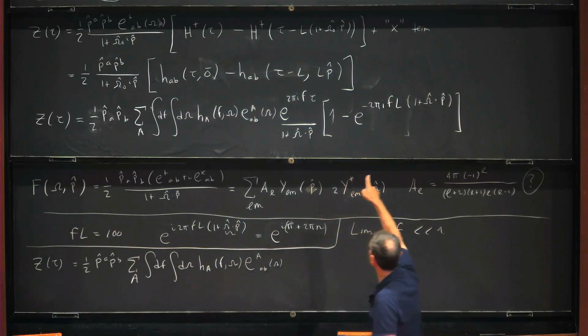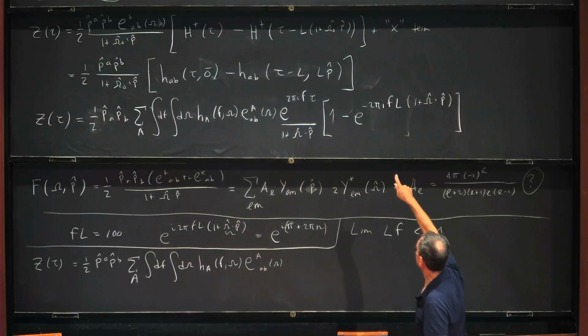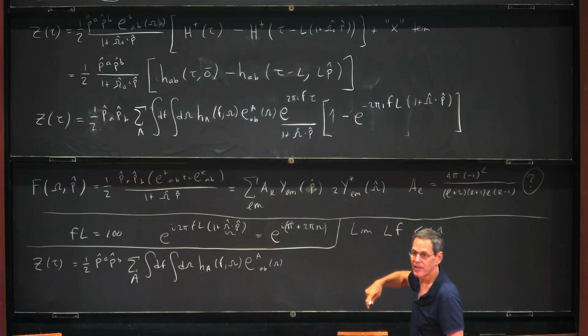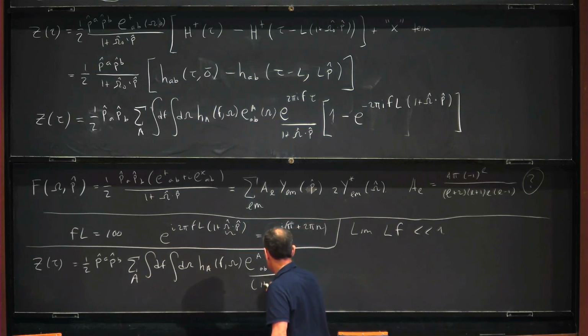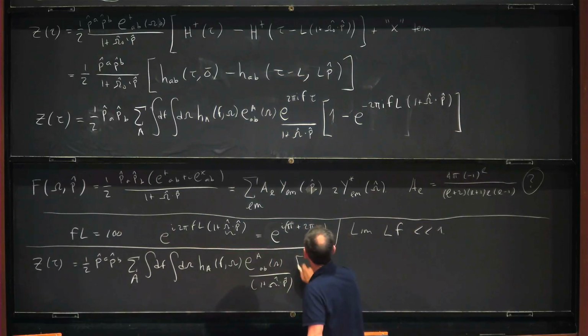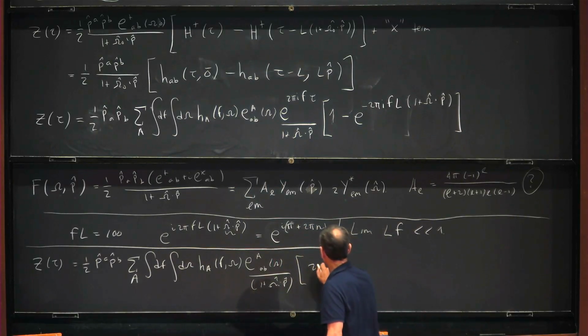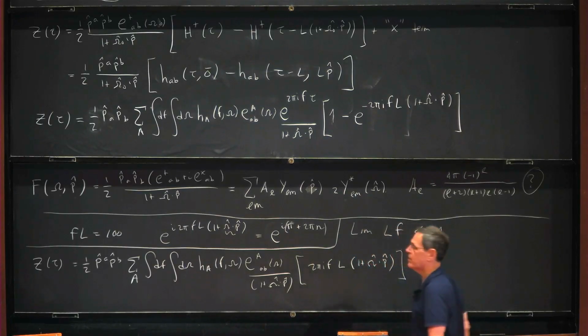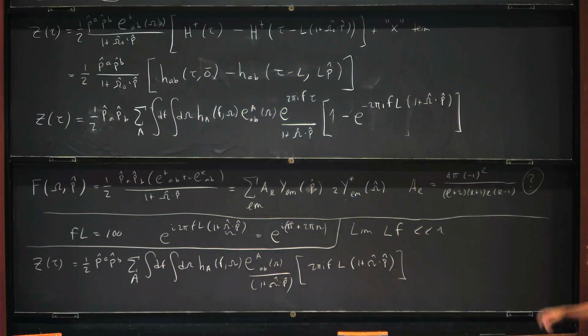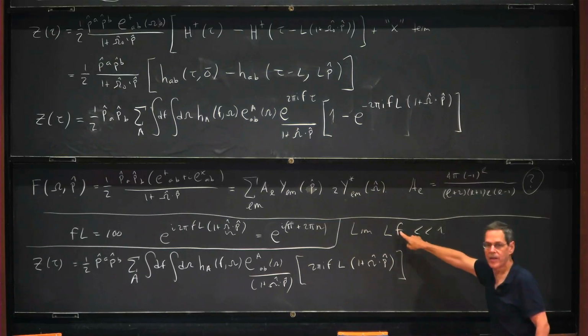But look at what happens to this factor. We're going to get a 1 minus 1 minus 2 pi IFL times that stuff. It's going to cancel, right? In the denominator here, we're going to have a 1 plus omega hat dot p hat. And from this difference, we're going to get a 2 pi IFL times 1 plus omega hat dot p hat. I just took this small L limit of the exponential. Can I have a thumbs up that I did it right?